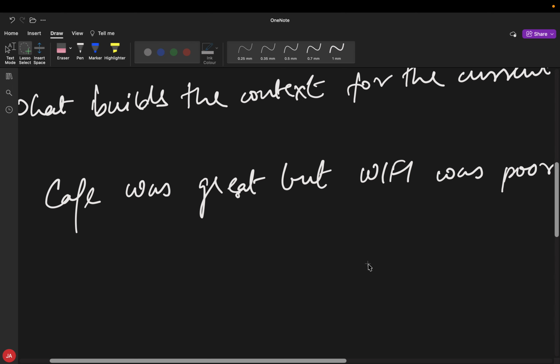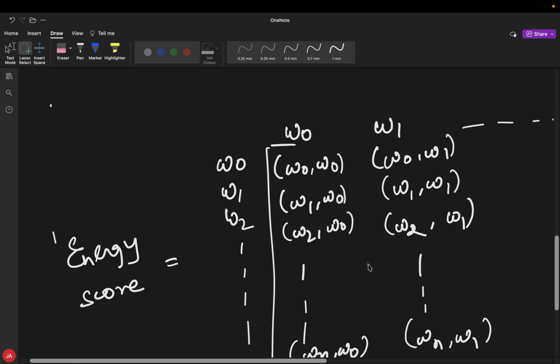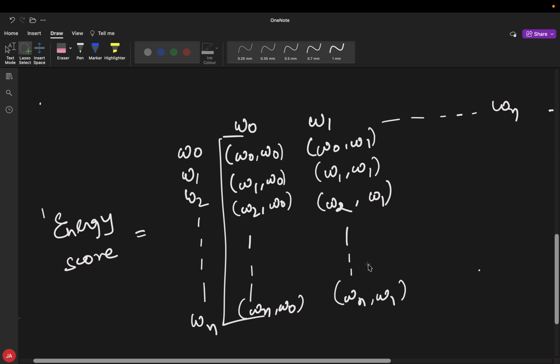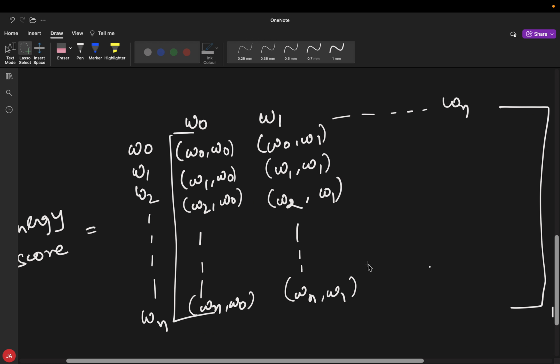But there were two "was" and one "but" providing less context to the word cafe and the word Wi-Fi. Therefore, we are computing energy scores for each token to every other token to know how much a token is related to another token.